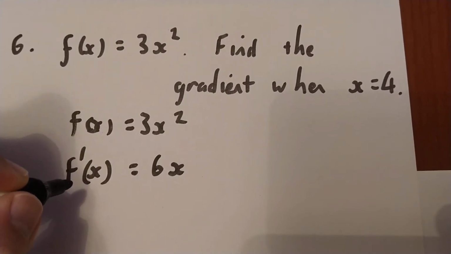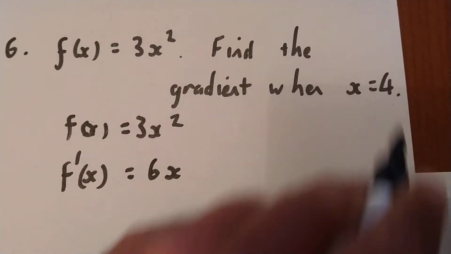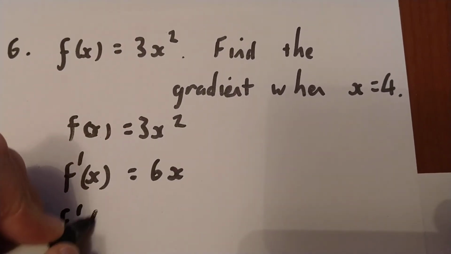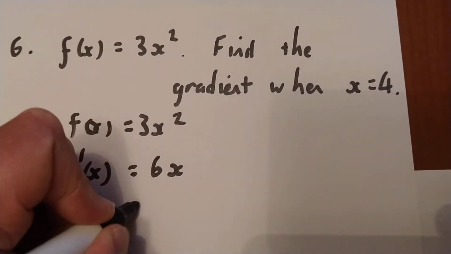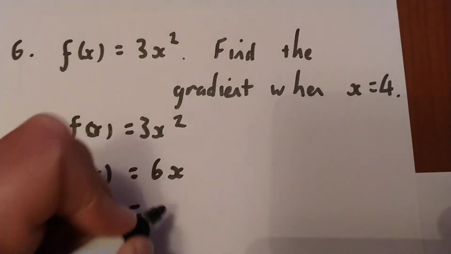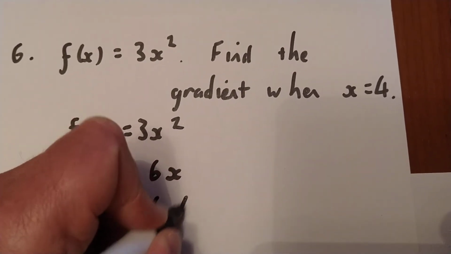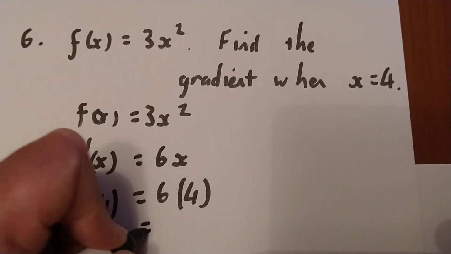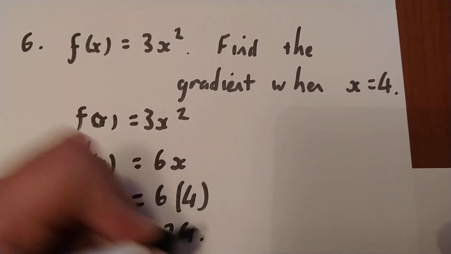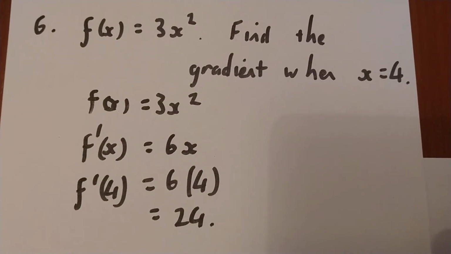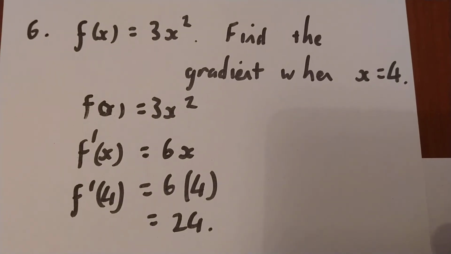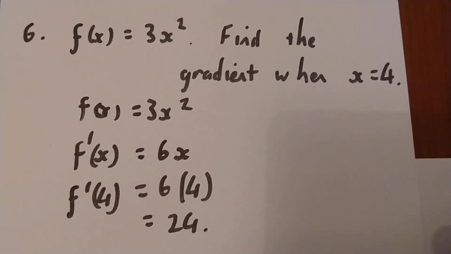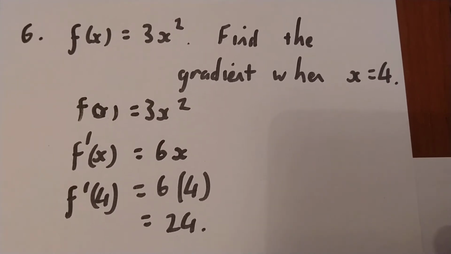So I'm now going to plug in the value they tell us, x equals 4. So we'll say, therefore, f dashed 4, just substitute in 4 instead of the x. So that's 6 multiplied by 4 equals 24. And that's it done. Differentiate first, then substitute in the particular value they tell us.